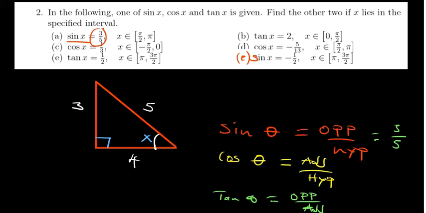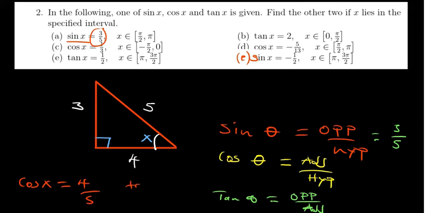How do you find the other two? It will be as simple as cosine of x. Cosine, we know, is adjacent over hypotenuse, from SOHCAHTOA. So what's adjacent? Adjacent in this case becomes 4. So for cosine of x, the adjacent is 4, the hypotenuse remains 5.